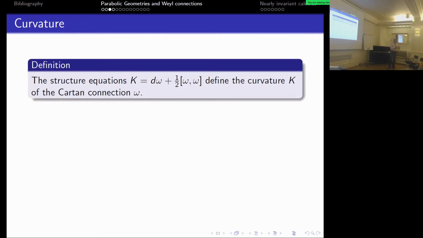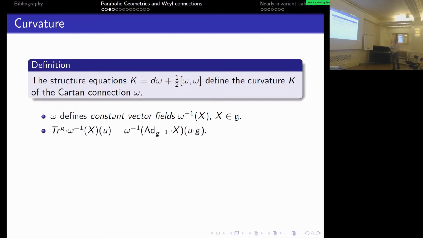But not the ends. So you can start with G1. This is a well-defined subspace, right? P invariant. You can take G0 plus G1, but you can't say, for example, G minus 1 component would make sense by itself. And of course, from the previous slide, we know that omega defines constant vector fields. So that's the inverse images of a fixed constant value in the Lie algebra. That's what would be the left invariant vector fields in the homogeneous model. Now we have something similar in general.